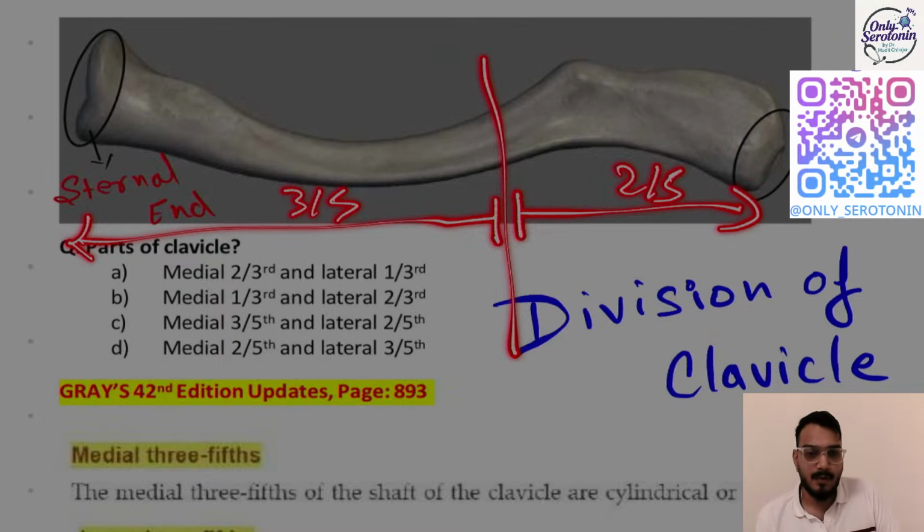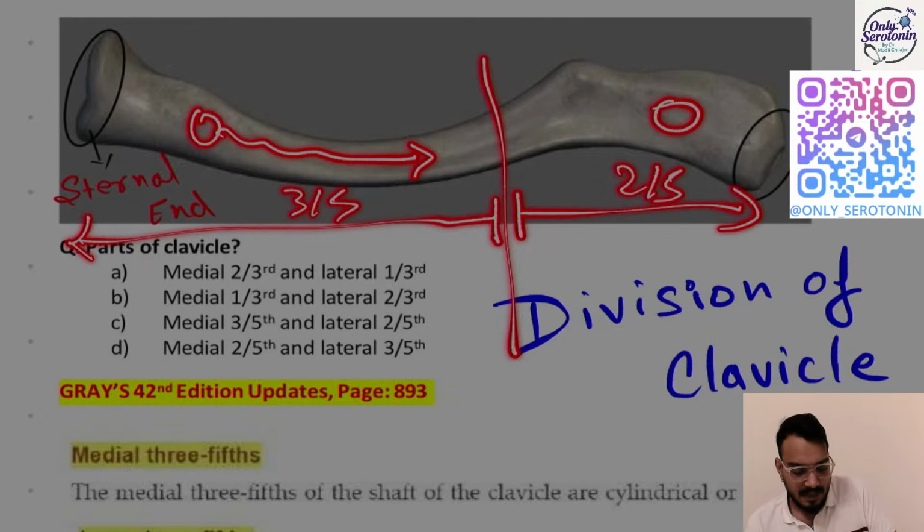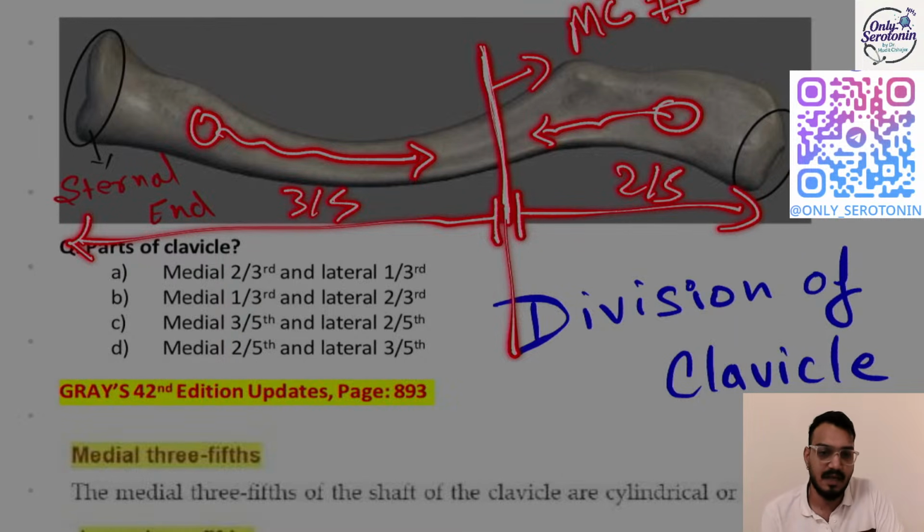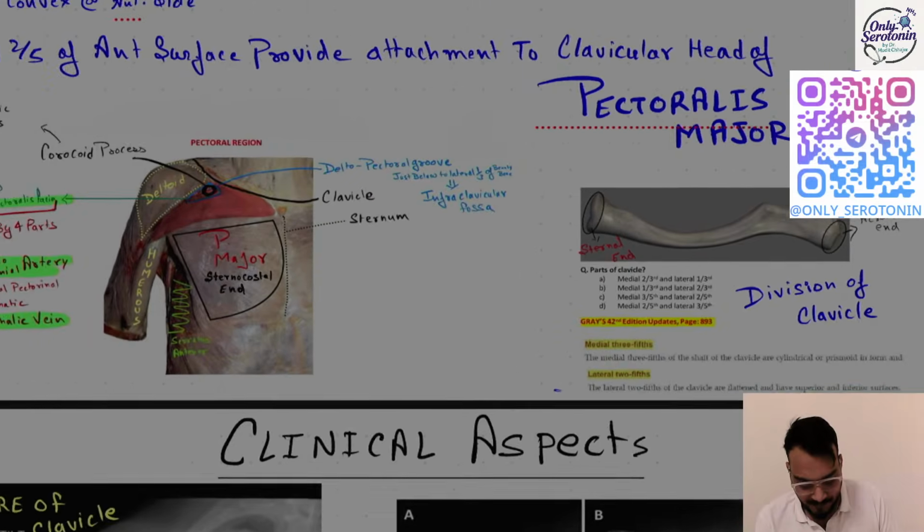So I have told you about two primary ossifications. These two primary ossifications will develop like this, and the weakest point of this clavicle will be what, guys? The weakest point of this clavicle will be at the junction of the medial 3/5 and the lateral 2/5. This is the place from where your clavicle is going to fracture. The most common fracture is at the medial 3/5 and lateral 2/5, right?